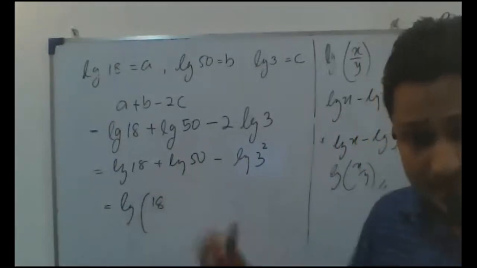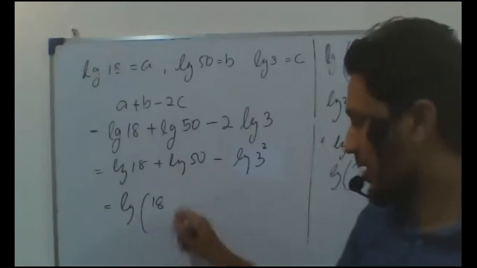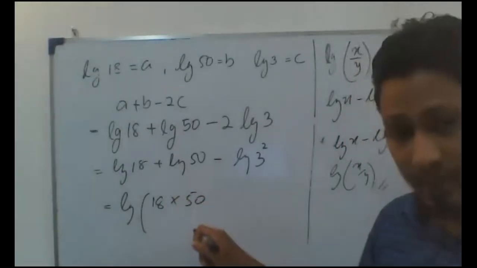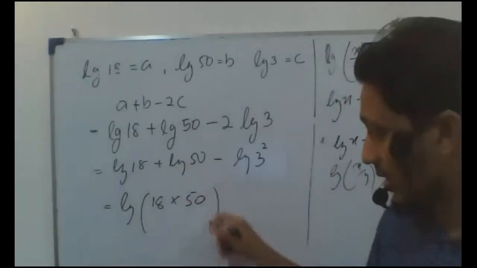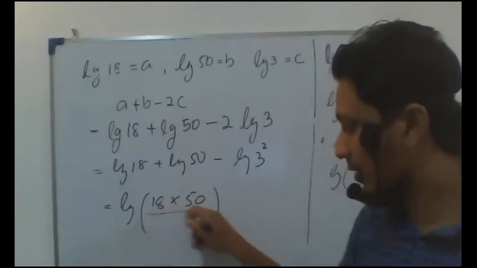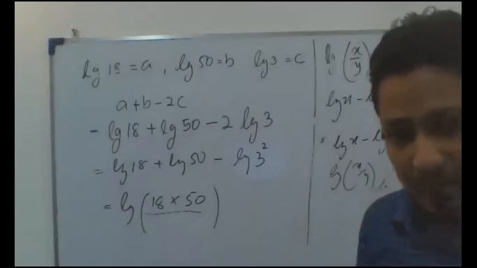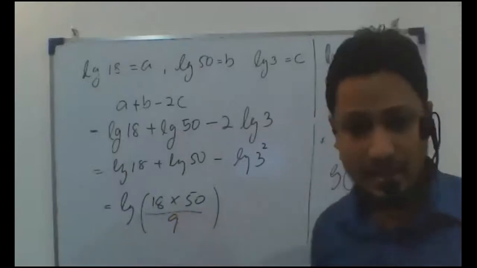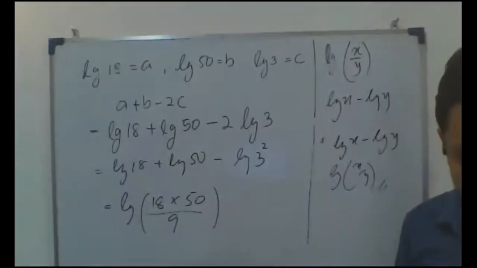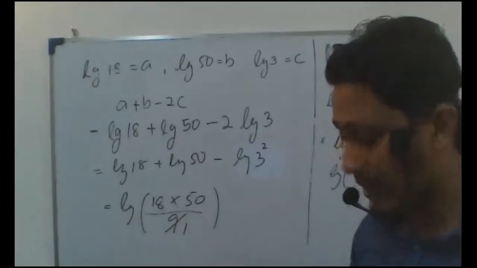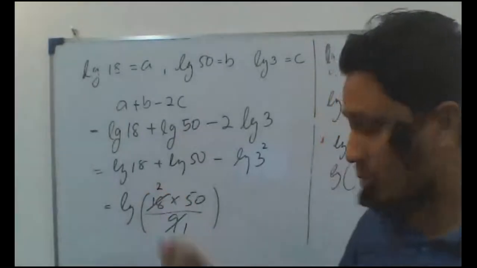18 plus multiplication, 50 minus, mean what? Divide, it's what? 3 squared. Don't write 3 squared. 3 squared, what is the answer? It comes as 9. So you should simplify 9, 1, 18 to, so what is the answer?